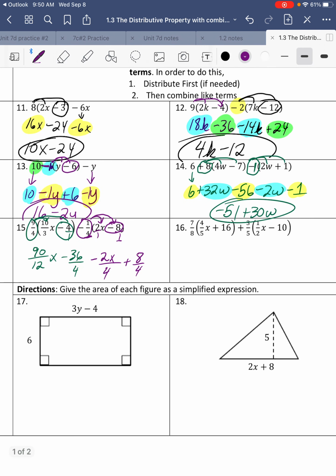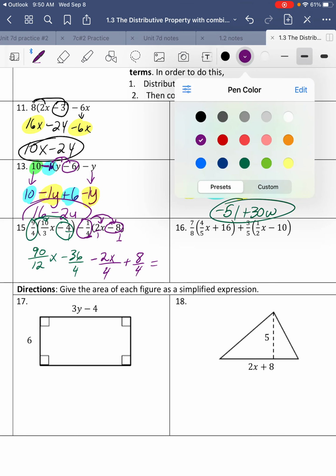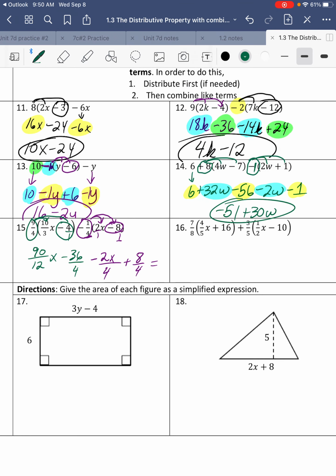Now we need to simplify things. I'm going to simplify each term first. So in the green, I'm going to do 90 over 12. Reduce that down, divide the numerator. I don't know what the easiest one is, so I'm just going to divide by 2 each time. And divide by 3. So that's 15 over 2x. 36 divided by 4 is 9.